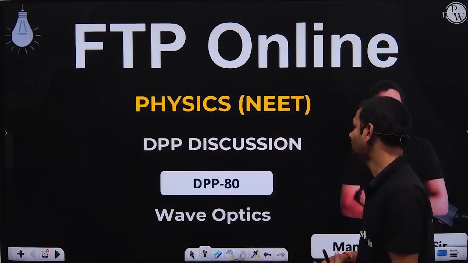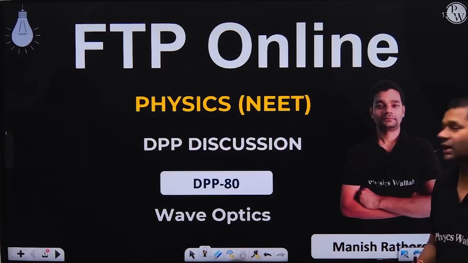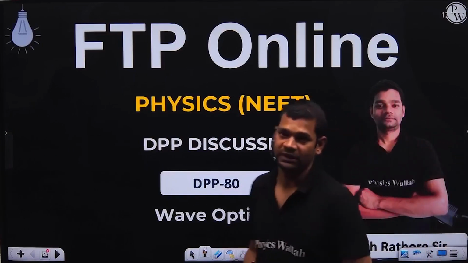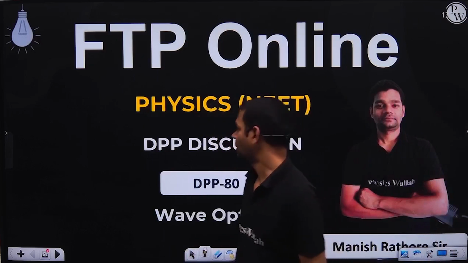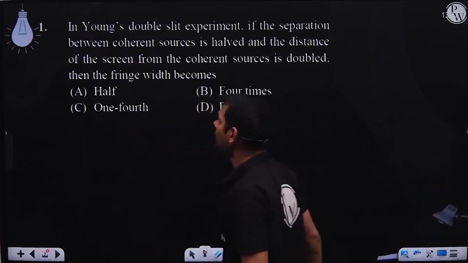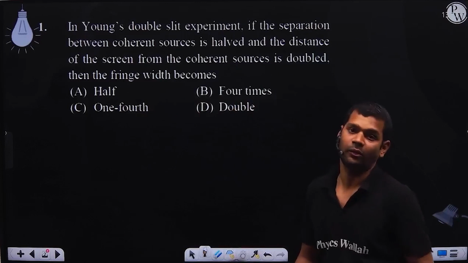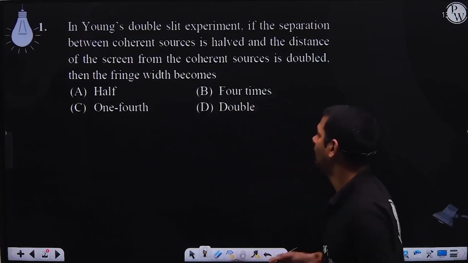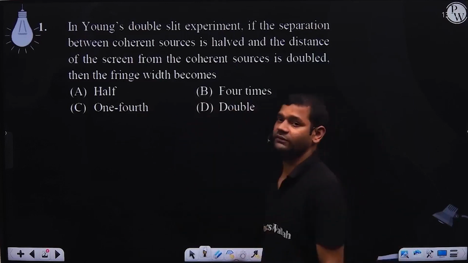So let's start with the DPP discussion, DPP number 80. The chapter name is wave optics. Let's have a look at question number 1. Basically, this DPP is all about YDSE, diffraction and interference. So let's start with the first question.